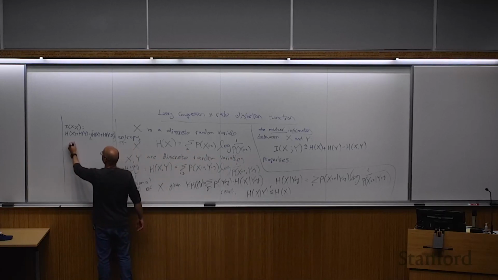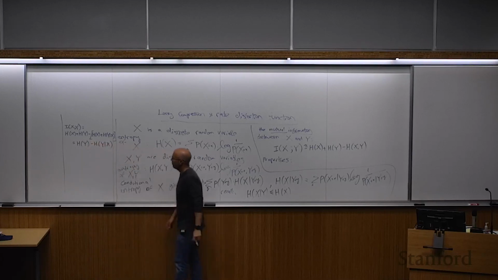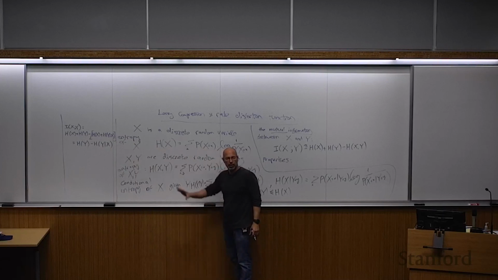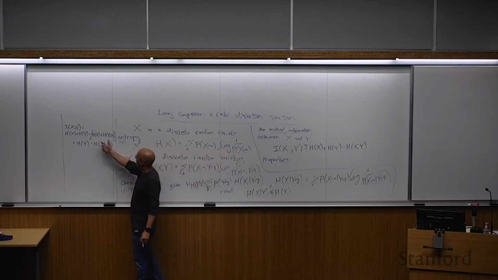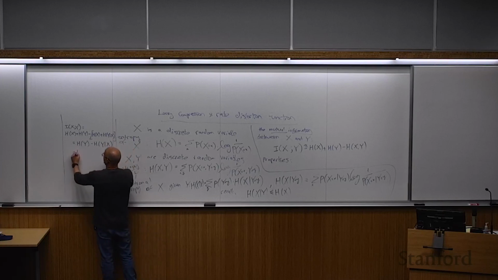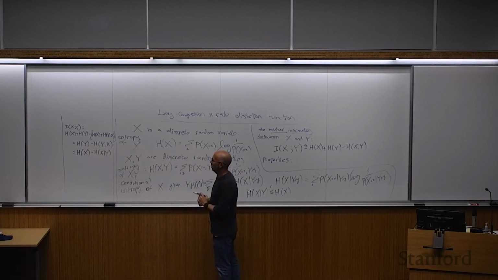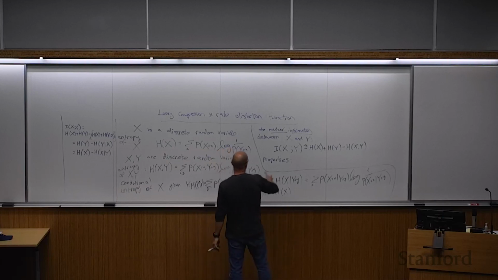So now these guys cancel, and I'm getting H(Y) minus H(Y given X). And similarly, I could have decomposed the joint entropy as H(Y) plus H(X given Y), and then I'd have gotten that this is H(X) minus H(X given Y).